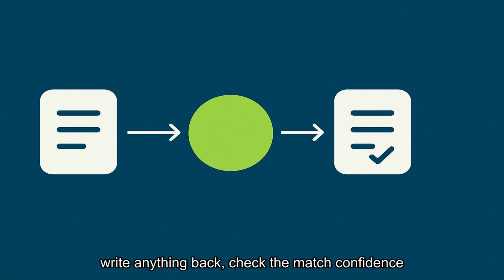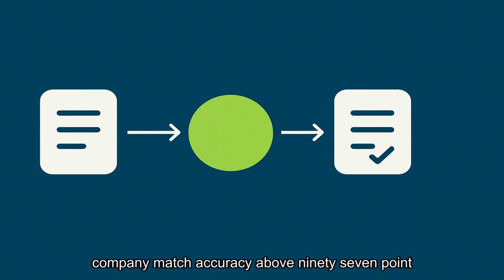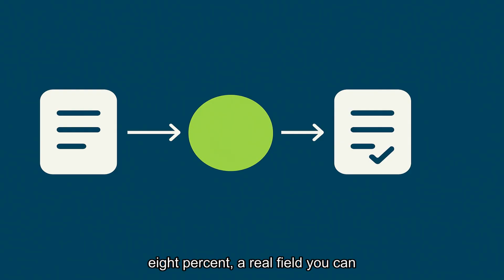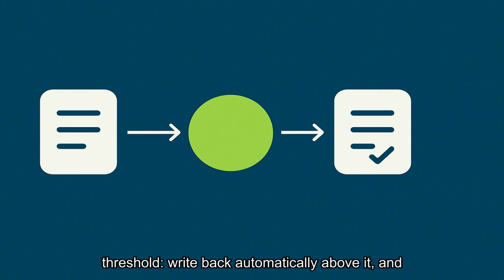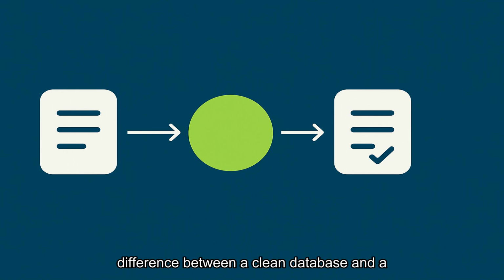How do you write data back without overwriting good records? Before you write anything back, check the match confidence Explorium returns with every result. Explorium reports company match accuracy above 97.8%, a real field you can act on, not a guess. Set a threshold, write back automatically above it, and flag anything below it for human review instead of pushing it straight into the record. That one step is what most enrichment tutorials skip, and it is the difference between a clean database and a database full of confident wrong answers.